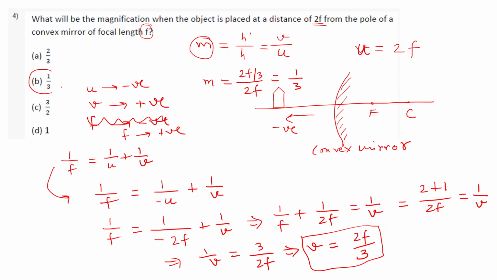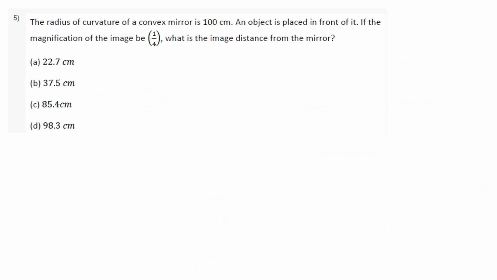So the correct answer is B, 1/3. Now the next question: the radius of curvature of a convex mirror. So we are talking about a convex mirror again. This is the principal axis. The radius of curvature is given for this convex mirror, and the radius of curvature is 100 centimeters.